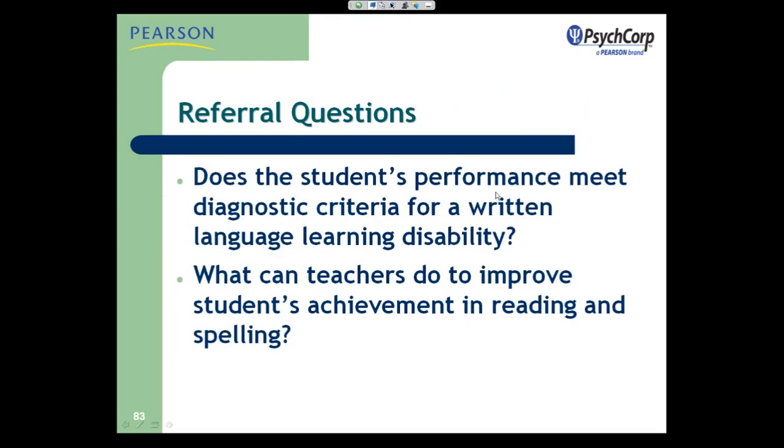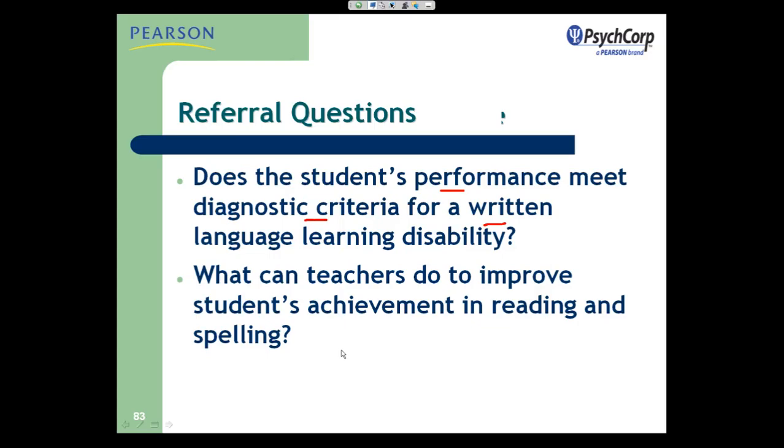So on this one, for example, if we look at this same young man, referring to Tier 3, we want to know whether or not his performance meets diagnostic criteria for a written language learning disability. And the other question certainly is going to be, what can we do to improve his achievement in reading and spelling? The differential diagnosis piece allows you to look at all of the components that are required to read and all of the components that are required to write.